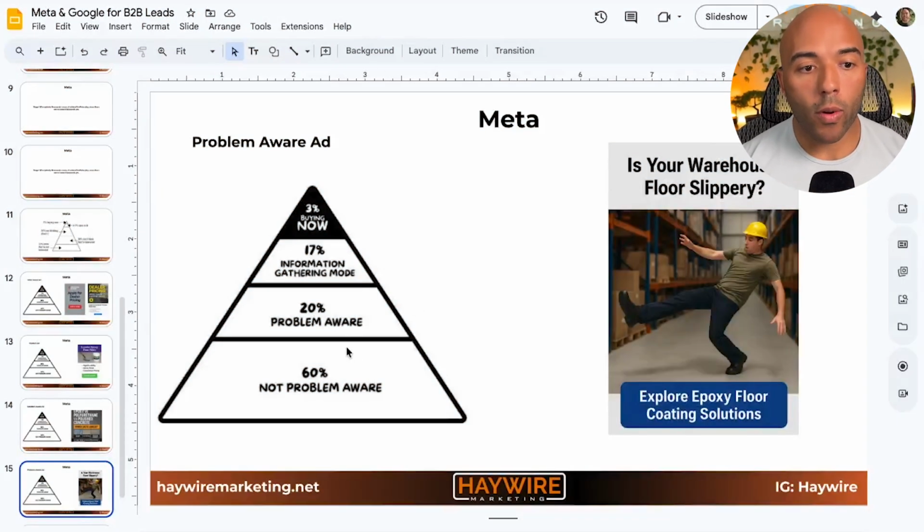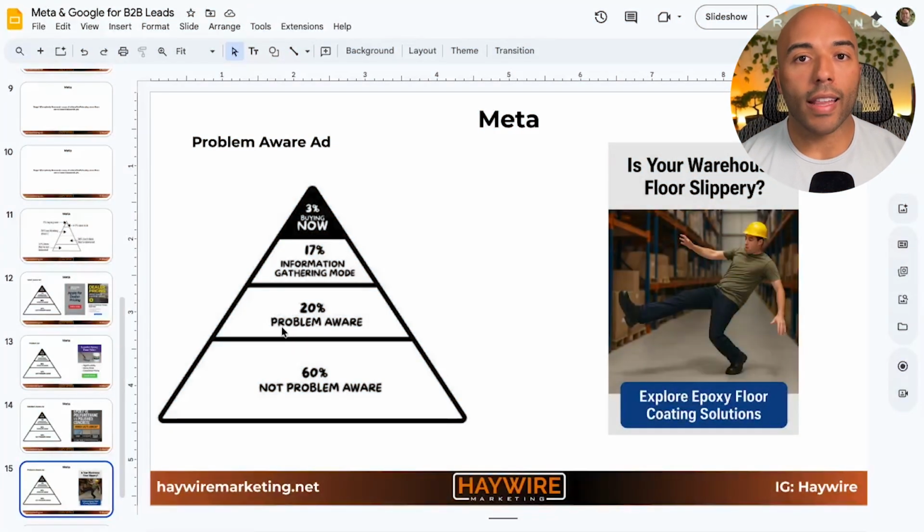Now, problem aware is down here. These are people that are starting to experience they're having a problem. So it could either be slippery floor, it could be that they have to replace their flooring every 10 years. The list of problems is tremendous. So you can have an ad mentioning each problem that they're experiencing, but that ad directing them to a landing page that is showing the solution to their specific problem.